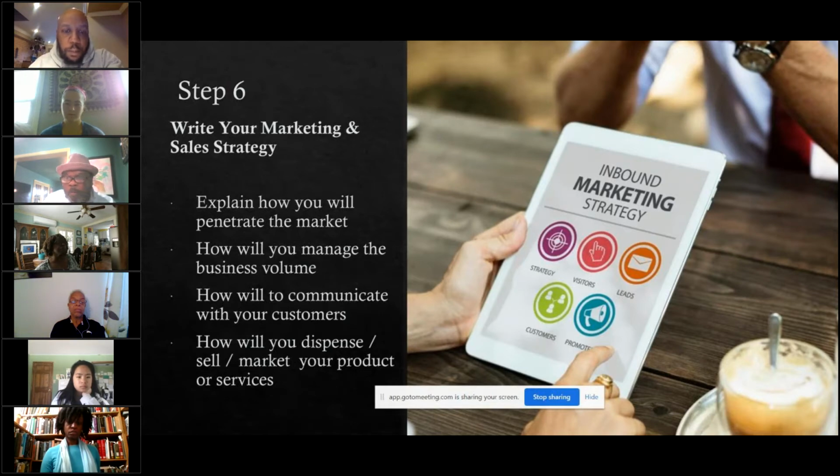And how will you dispense, sell, market your product or services? Again, is it only going to be an online business? Do you want to open up a clothing store, but instead of getting a storefront, do you buy a box truck and make it a mobile boutique? So what are you going to do? How are you going to market your business, and how are you going to make it available to your potential customers?